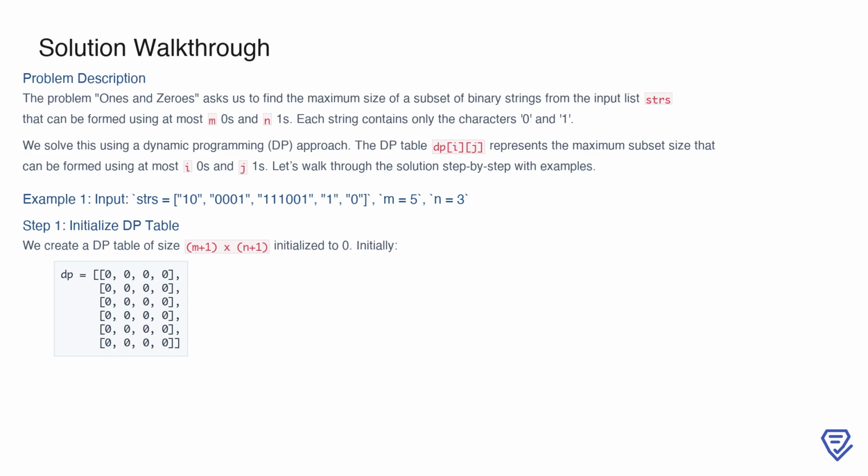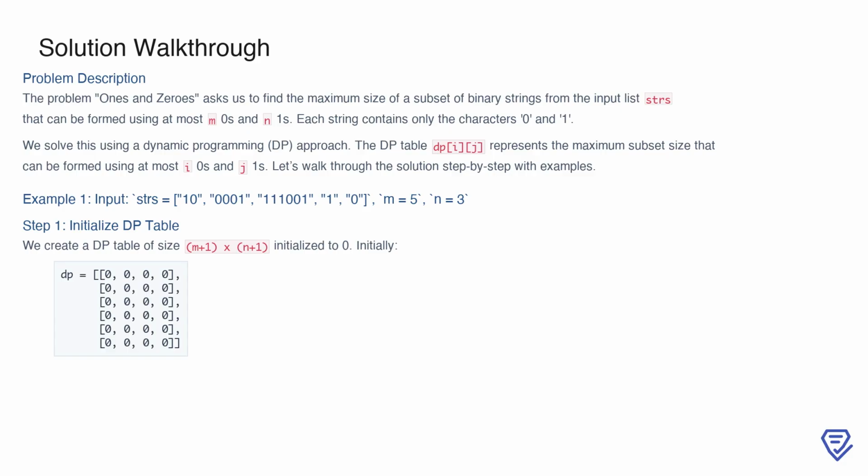Specifically, we define a DP table dp[i][j], where dp[i][j] represents the maximum size of a subset that can be formed with up to i zeros and j ones. This allows us to systematically evaluate the constraints while building the solution. For example, consider the input strs equals ["10", "0001", "111001", "1", "0"], along with m equals 5 and n equals 3.